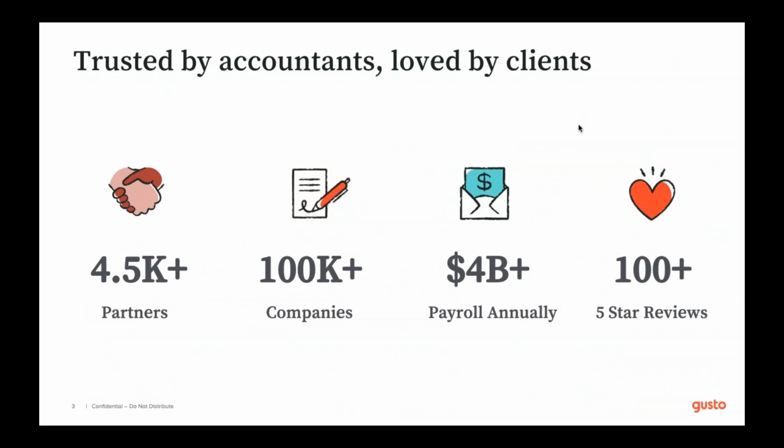Just a quick overview of some of the numbers. We do work with 4.5K partners. That's folks like Out of the Box Technology, who we partner with to help bring services to their clients. Within the whole company, over 100,000 small businesses in all 50 states.